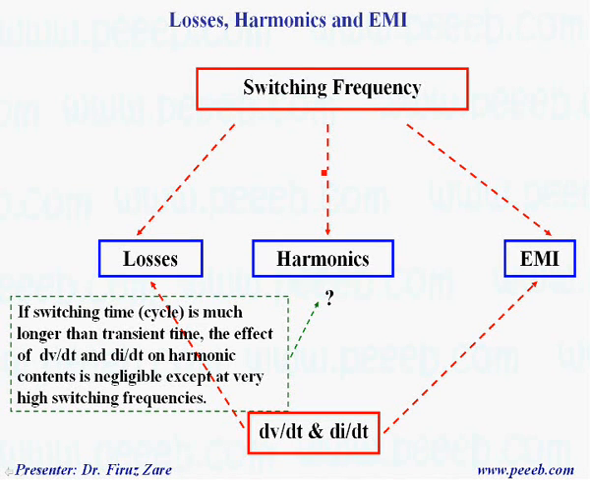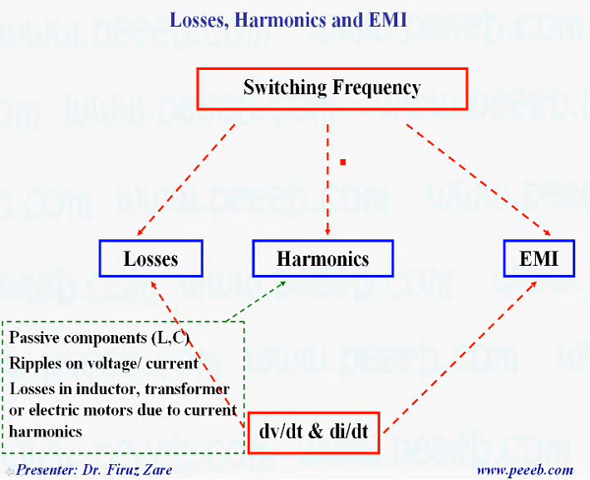In some applications, if the switching time or switching cycle is much longer than the transient time, the effect of dv/dt and di/dt on harmonic contents is negligible, except at very high switching frequency. So that's why we can see that switching frequency can affect harmonics, can change harmonics. For example, at very high switching frequency we may have fewer harmonics, but the drawback is more losses.